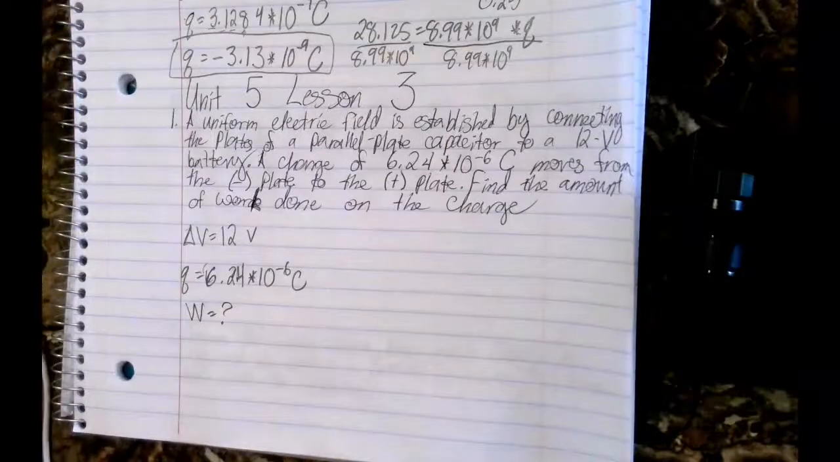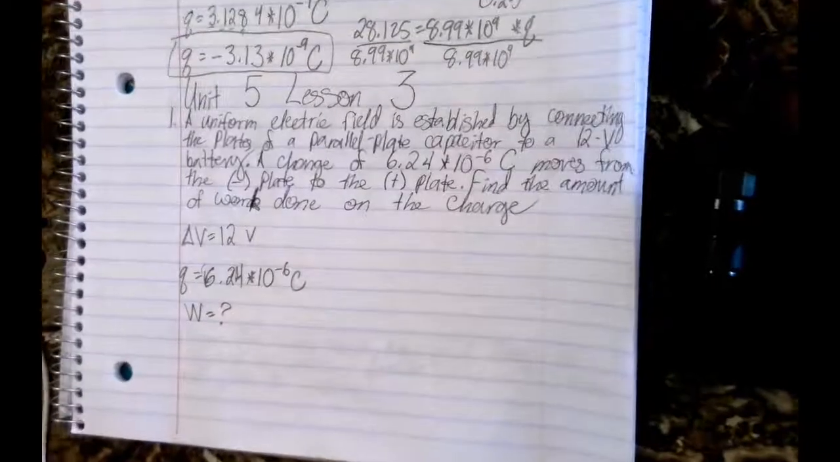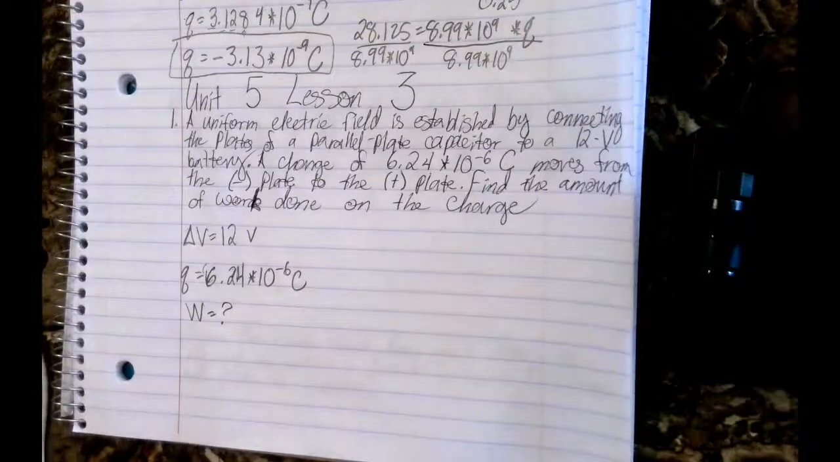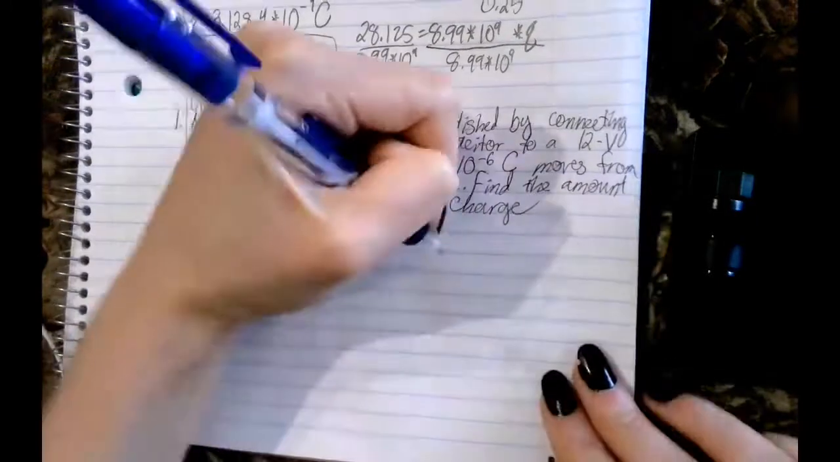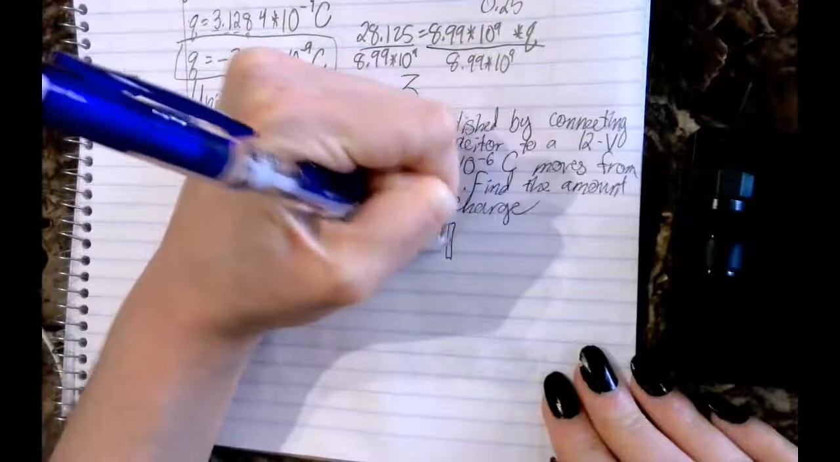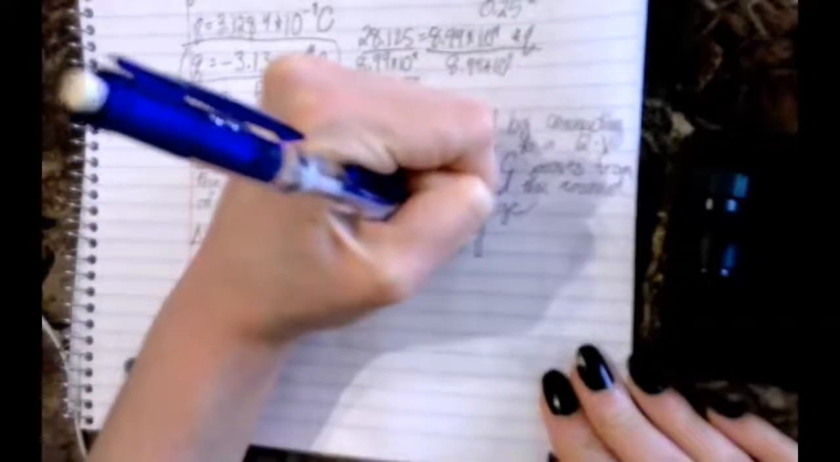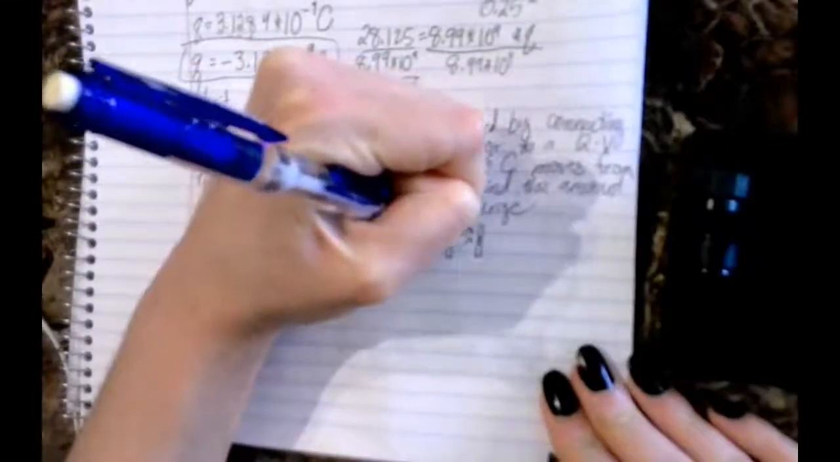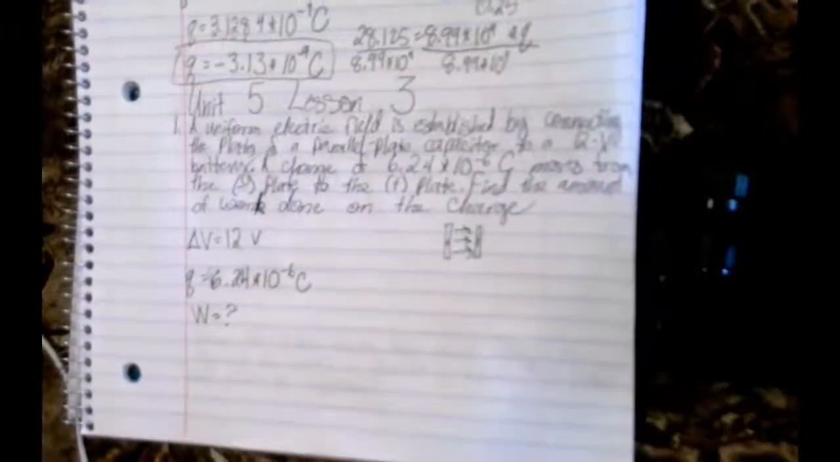So, I know we haven't really talked about what a parallel plate capacitor is. We'll talk more about them as we get deeper into this unit. For now, what you need to know is that there's a positive plate, there's a negative plate, and then there's an electric field running between them. Okay?